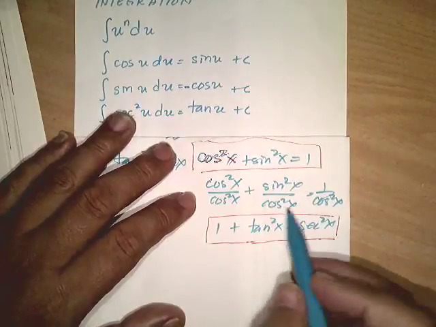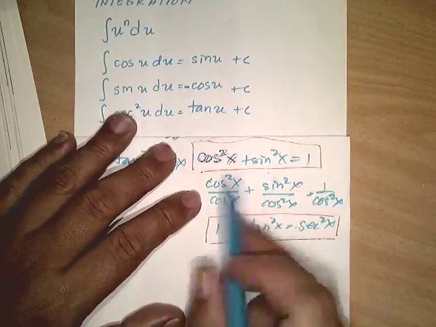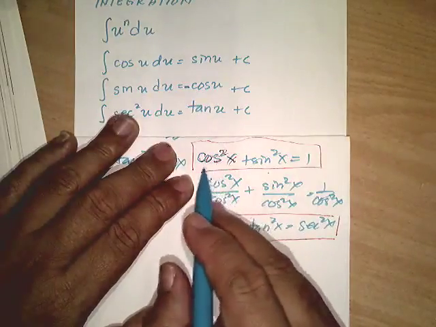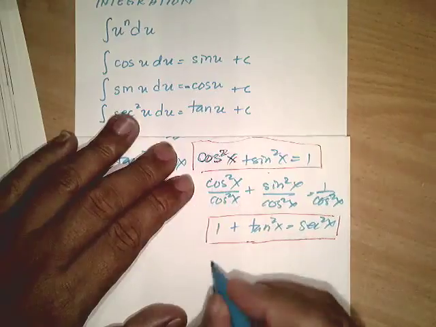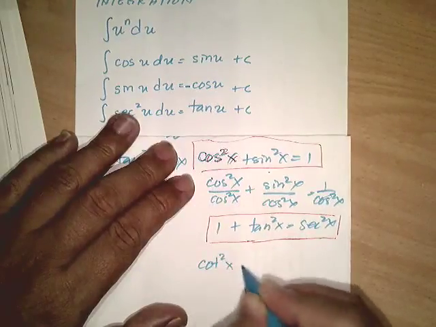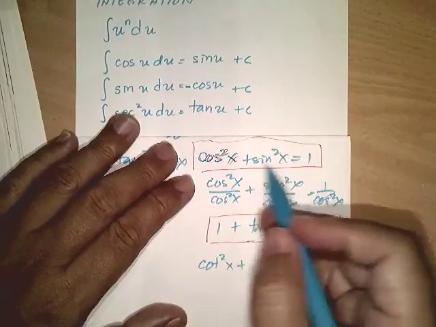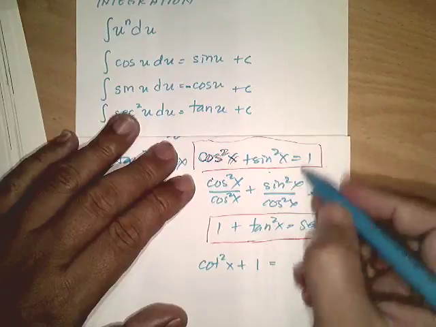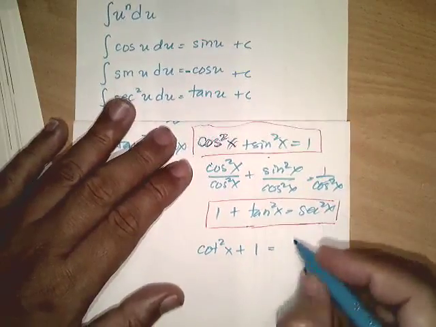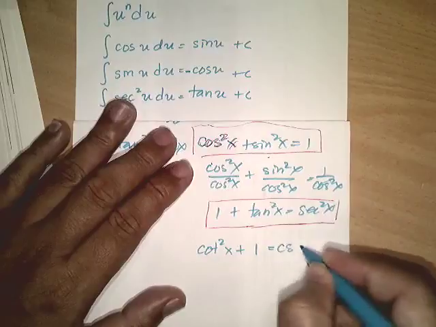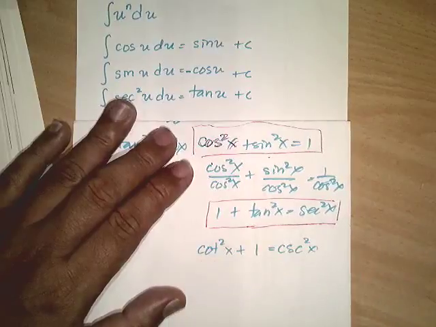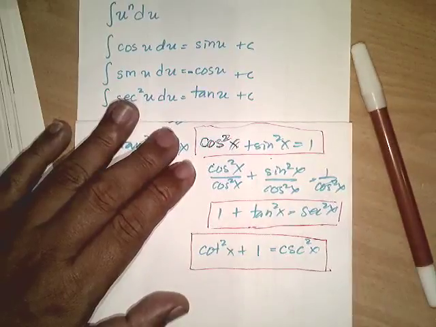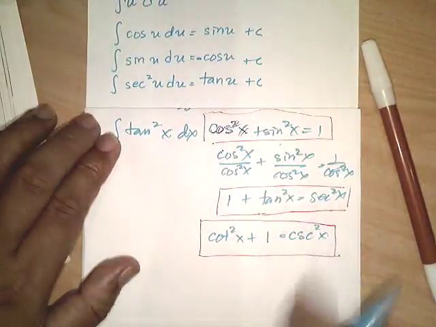Oh, by the way, if you divide all of this by sine squared this time, cosine divided by sine is cotangent. So this becomes cotangent squared x plus sine squared divided by sine squared, which is equal to 1, equal to 1 over sine squared, which gives you cosecant squared. So this is another formula.